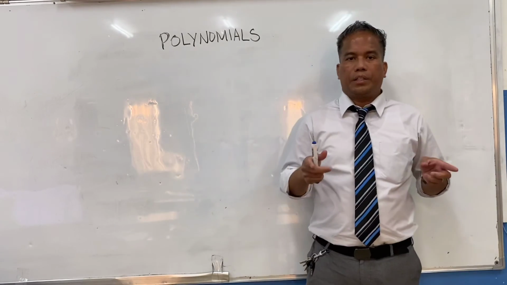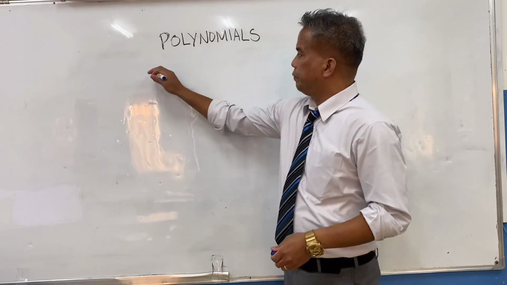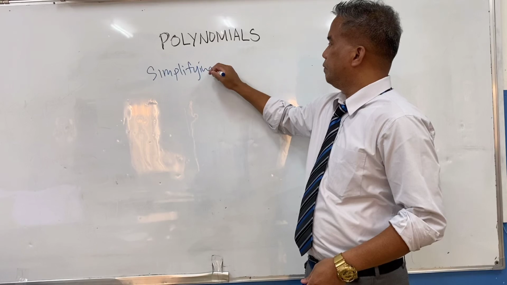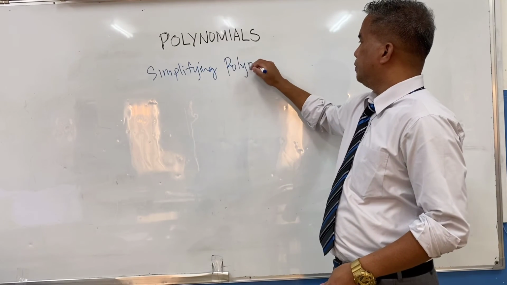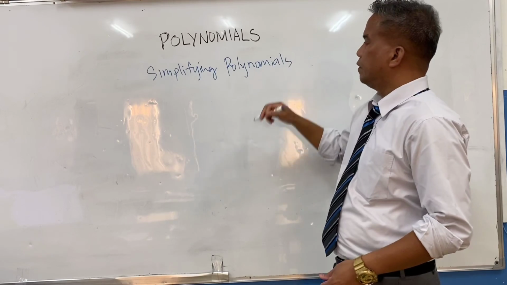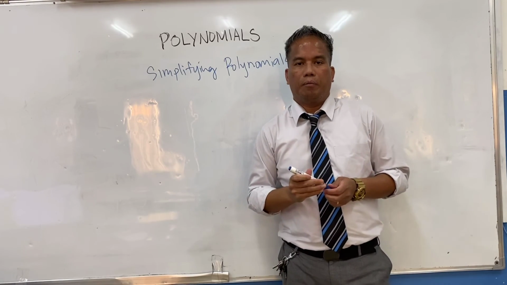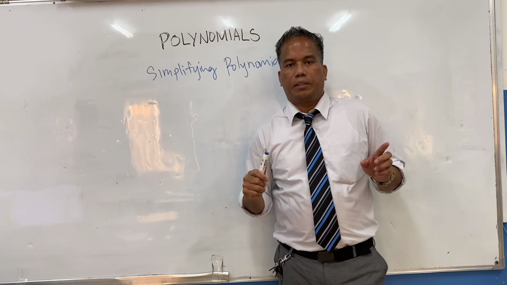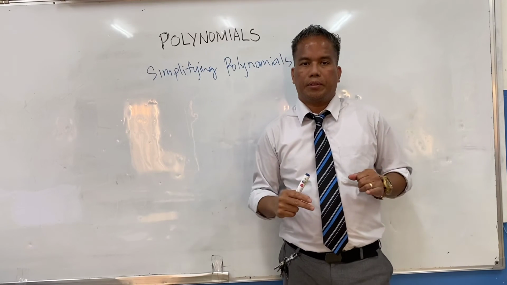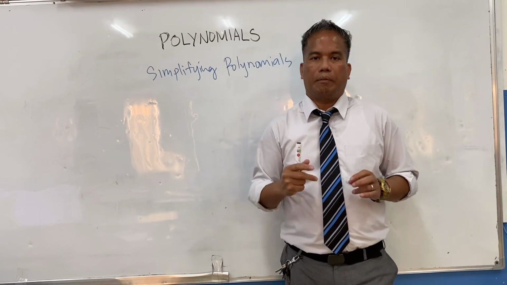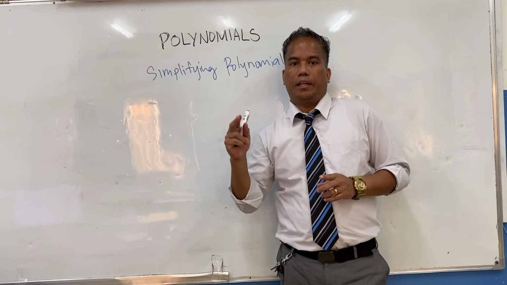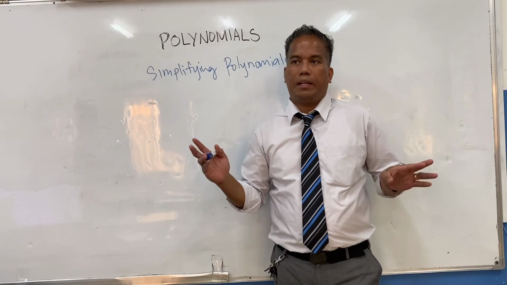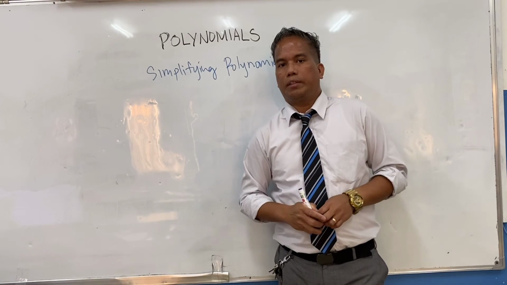Okay. Next is simplifying polynomials. So how will you simplify polynomials? Of course, if you are going to simplify polynomials, you are going to combine like terms. We can only combine like terms if the exponent and the variable are the same. We cannot combine if they have different exponents.